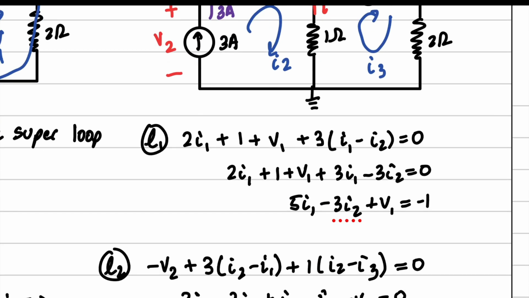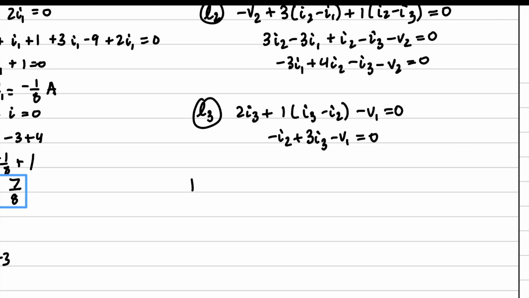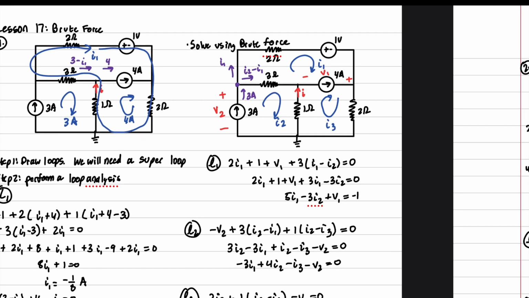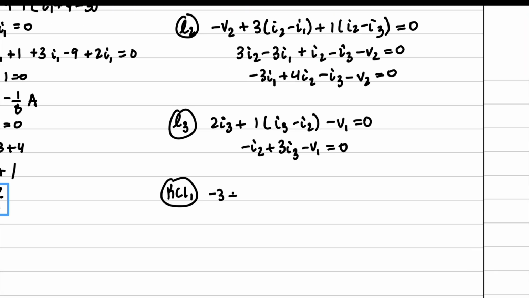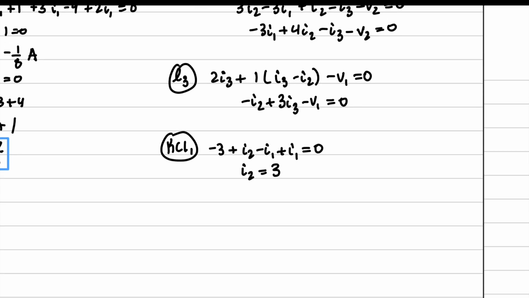So I'd say KCL 1, circle that, and we do -3 plus I2 minus I1 plus I1 equals 0. And we've proven that I2 equals 3. This is like pretending that we're not going to assign 3 amps to something arbitrary. So now we have I2. We've eliminated one variable.